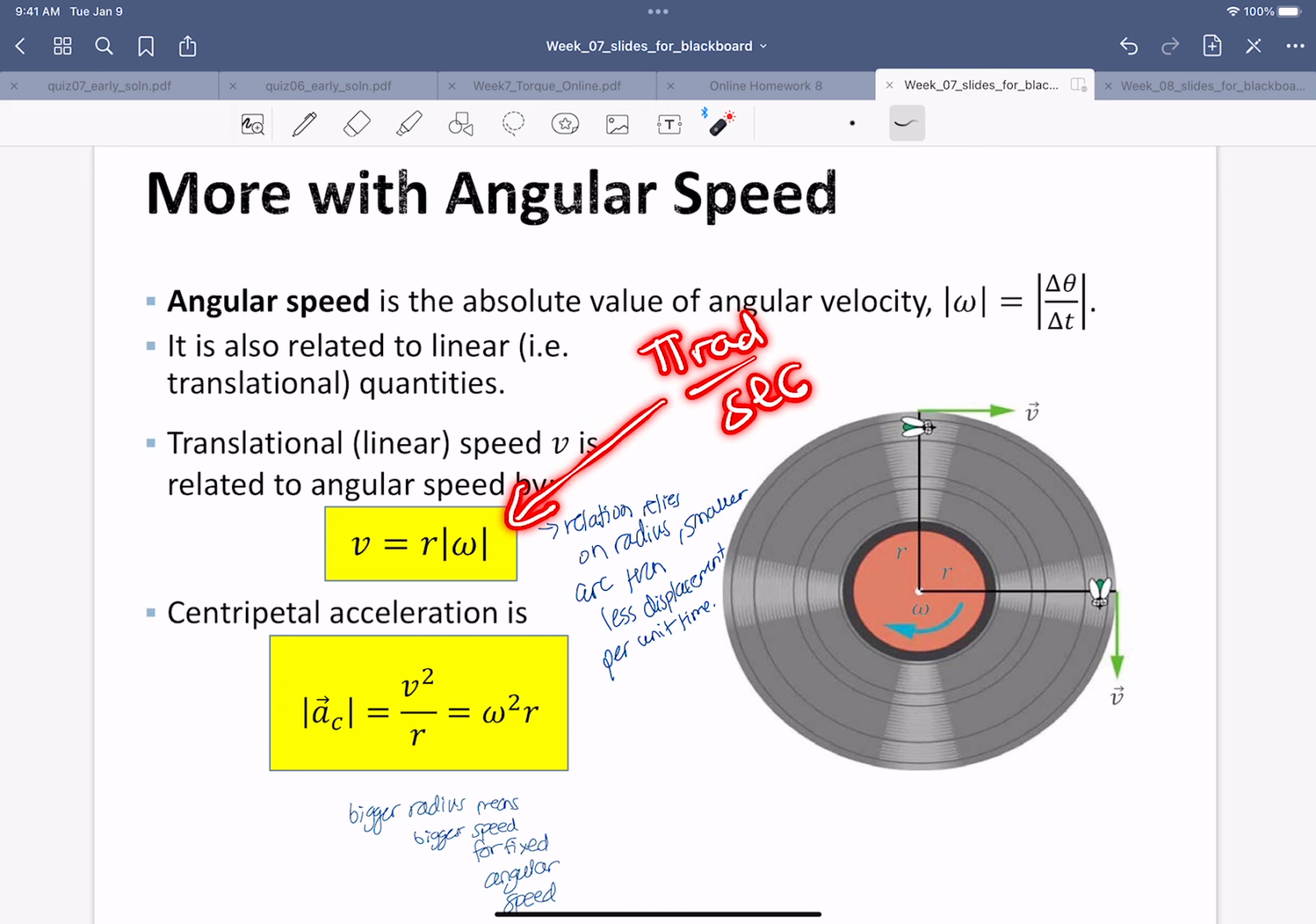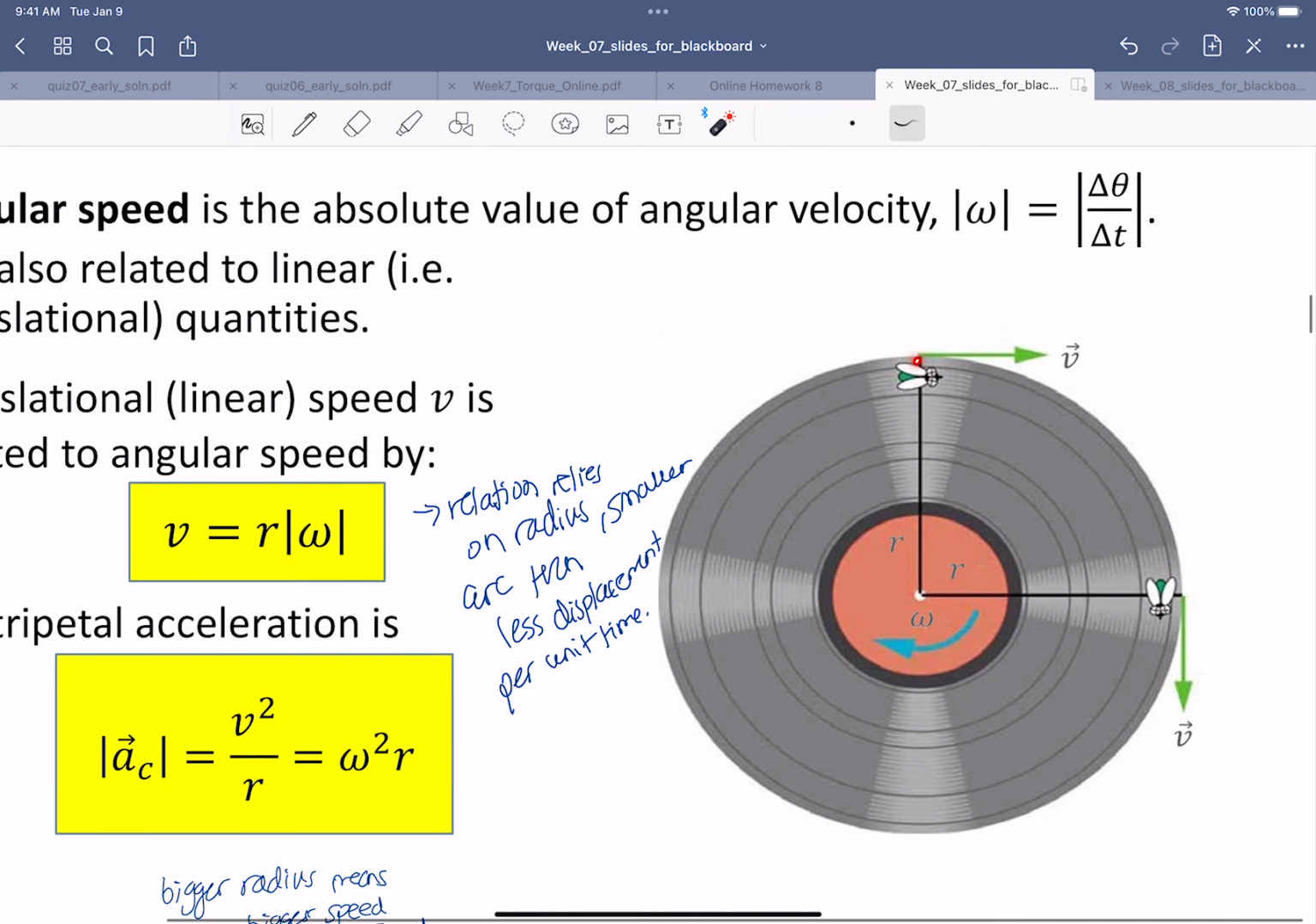That's constant. Every single place here, I'm going to be traveling pi radians per second, or covering an angle of pi radians every second. Now, depending on where I'm at on the radius, if I'm closer to the central axis or farther away, that'll affect my linear speed. So the farther away I am from the central axis, the greater my radius is, the greater my speed, right?